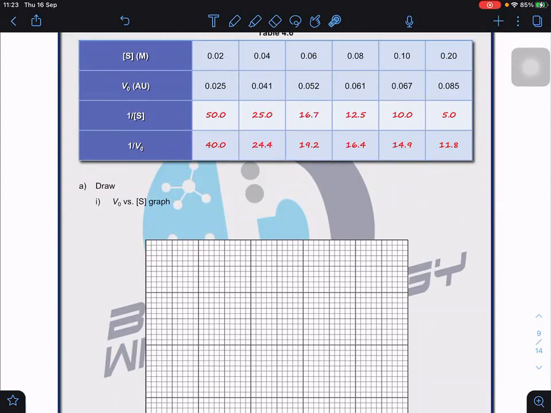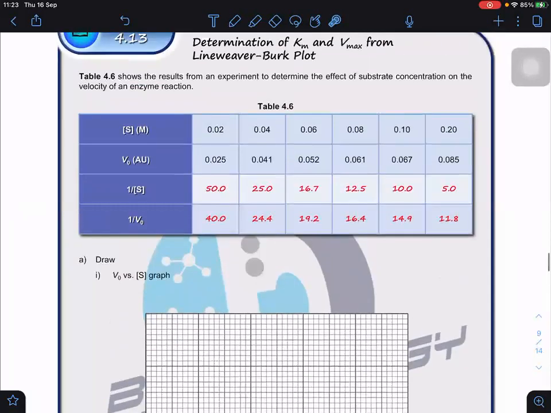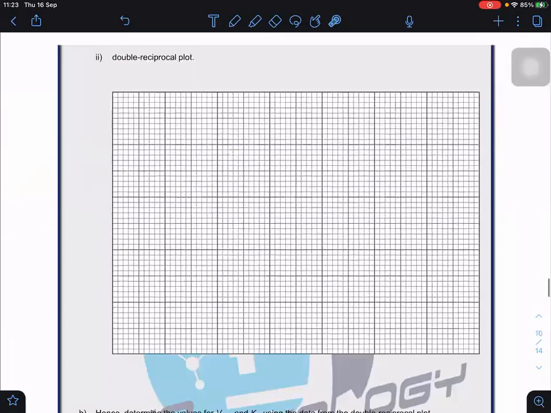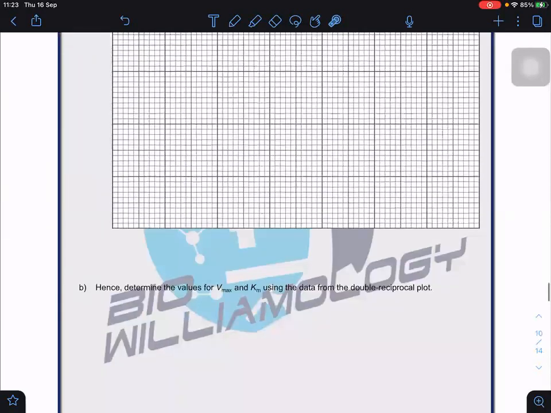Okay. So therefore, in order to get this Vmax and also the Km, I need to reciprocate each value. So 0.02 becomes 1 over 0.02, 1 over 0.04, and so on. V naught also 1 over, I will get this. Then I can plot this double reciprocal plot. So from this double reciprocal plot, you can determine the value of Vmax and Km. It is a practice for you guys.